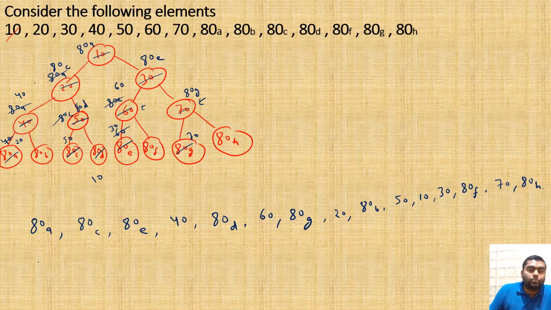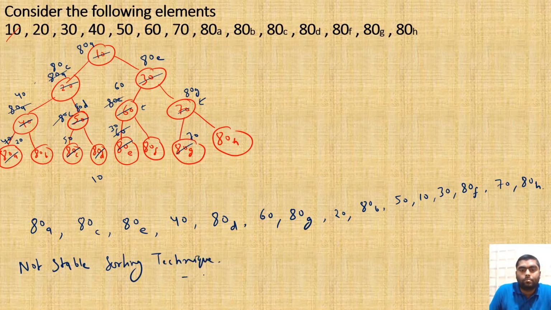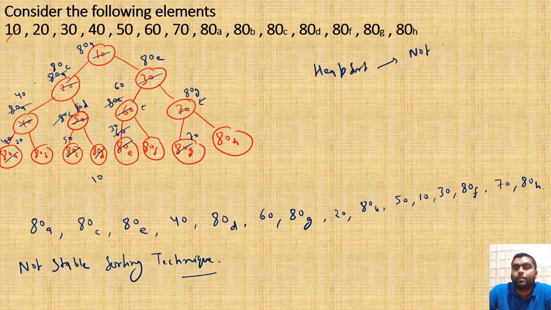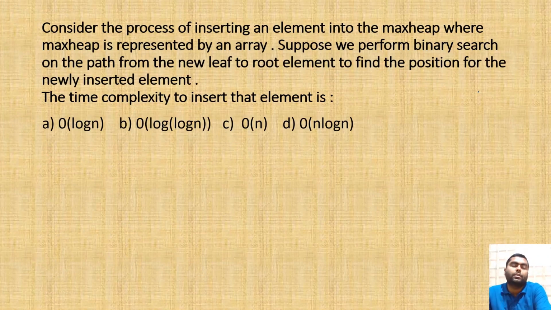Okay, so it is not stable. Not a stable sorting technique. Okay, so we can say that heap sort is not stable because the relative ordering is changed before and after sorting, but it is an in-place sorting technique. Okay, now let us see one more problem, then we will close this session.